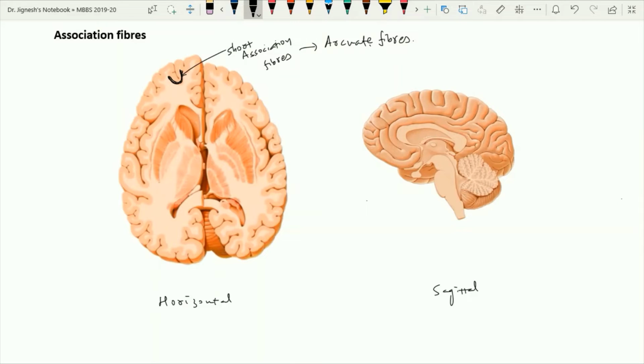While some association fibers connect long-distance gyri, and they interconnect widely separated gyri, this type of fibers are called the long association fibers, and these long association fibers may connect the different lobes of the same hemisphere. So let's see some examples of the long association fibers. Some long association fibers connect the motor speech area of the frontal cortex to the temporal lobe, and this type of association fibers are called the uncinate fasciculus.